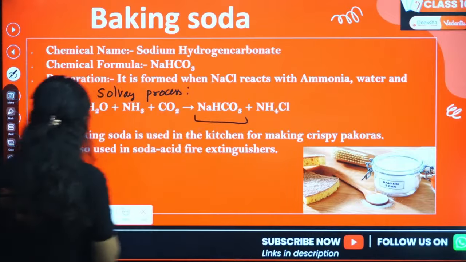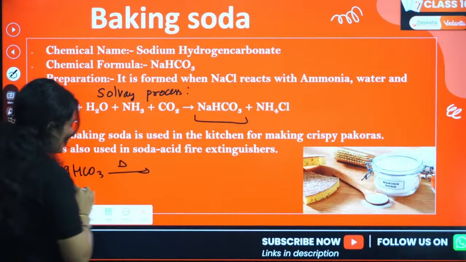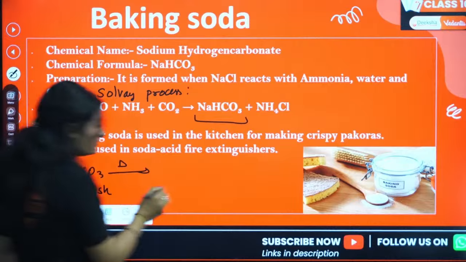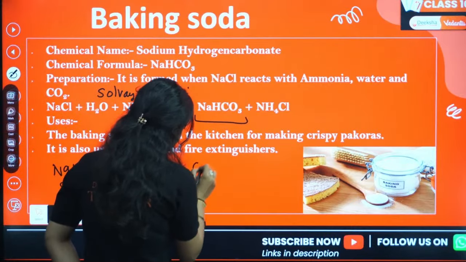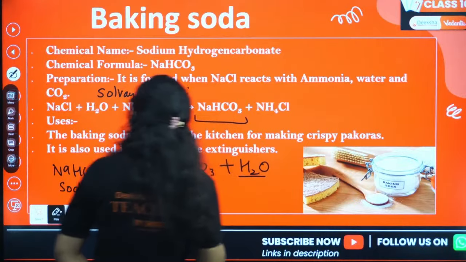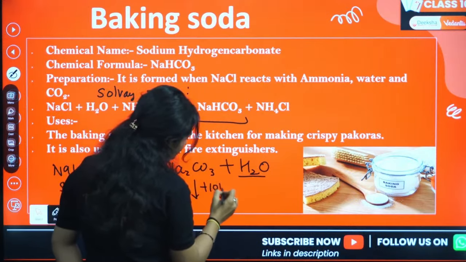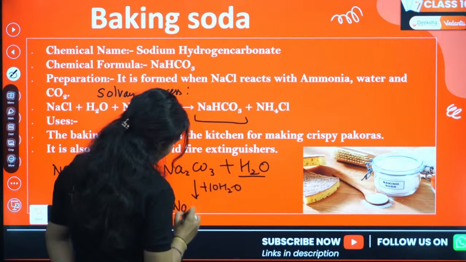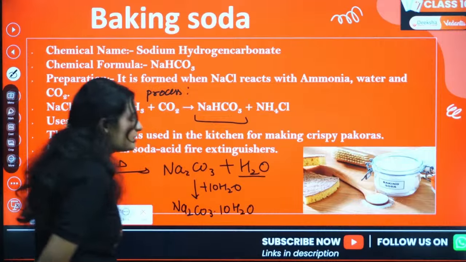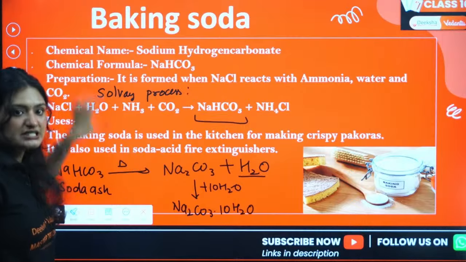The next step is you take this sodium hydrogen carbonate and we heat it. We call it soda ash. We heat it. What do we get? Sodium carbonate plus water. Now if we add 10 water of crystallization to this sodium carbonate, we get washing soda. Now this completes the Solvay process.